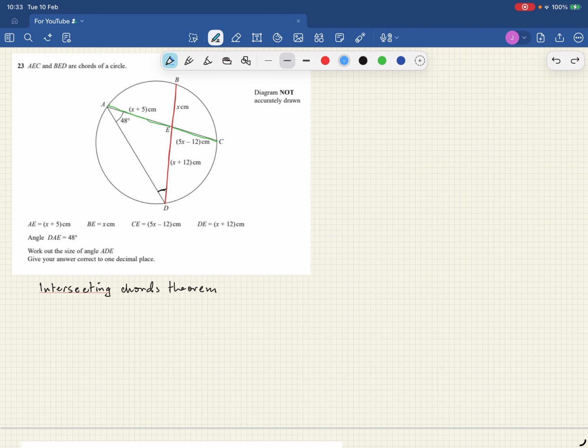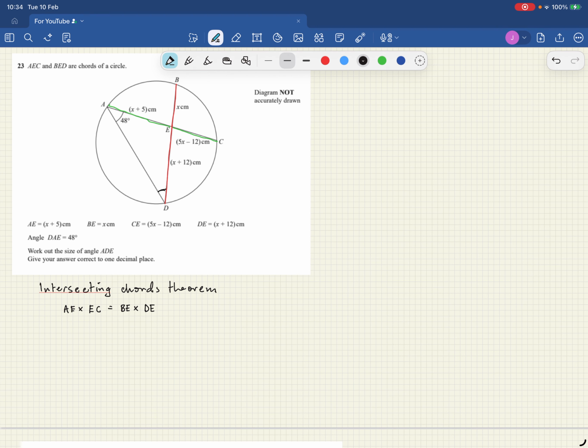Okay, so I'm going to write it algebraically here. Intersecting chords theorem. I know that, let's change my colour, AE times EC is equal to BE times DE, or ED, doesn't matter. Okay. So that's what the circle theorem says, and I'm going to use that fact.